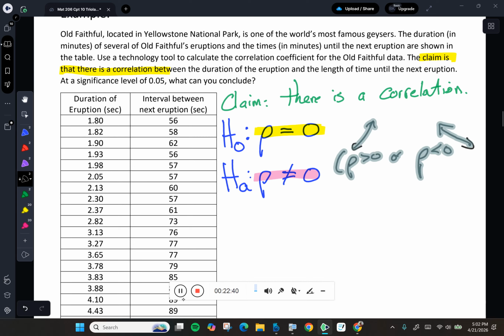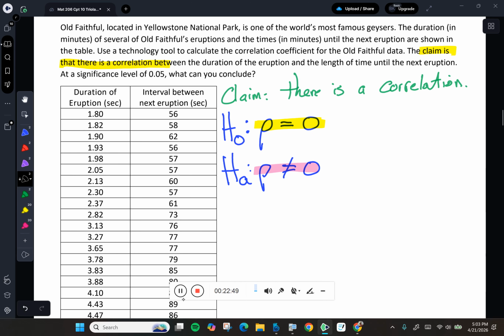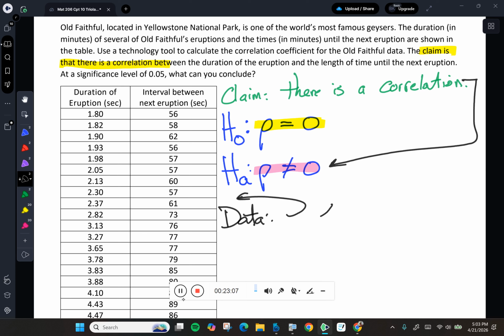So when we set up our hypotheses, I don't have to think about them. They're always the same. I just have to figure out which one goes with the claim. In this case, the claim is that there is a correlation. Correlation would be that rho is not 0. All right. I also have some data. My data is that table and an alpha level of 0.05.